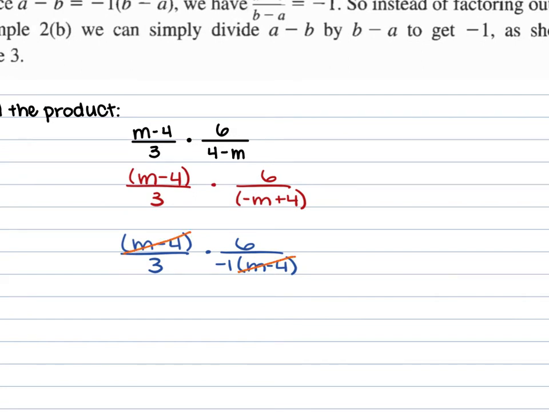The m minus 4 can simplify. The one on the top fraction gives me 1. The 3 and the 6 can simplify to become 1 and 2. So I just have 1 over 1 times 2 over negative 1. The 1 over 1 is 1, times 2 over negative 1 is negative 2. So that's just negative 2.